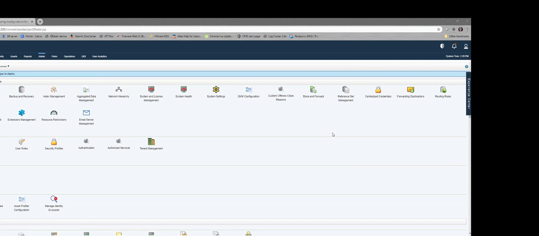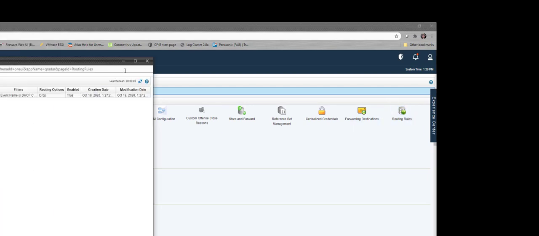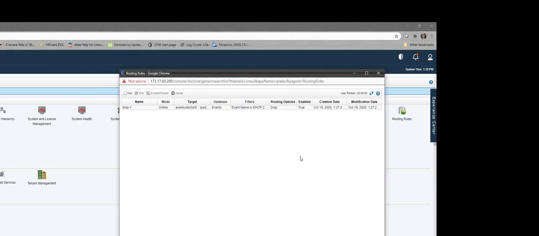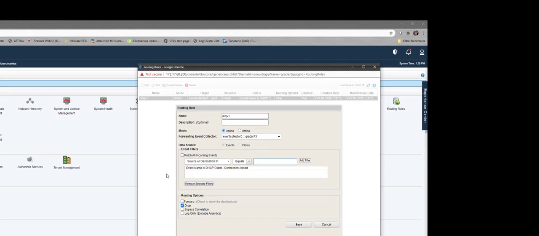Okay, guys, we are in my QRadar admin tab, and I want to draw your attention to the routing rules over here. So I'm going to click into this, and I prepared a routing rule when we were setting up for this. These are things we will drop at the event collector, right? So in this case, I set up a rule, I called it drop one, that I only cared about a specific event name. And I'm going to drop this really specifically at the collector. What this does is it essentially adds it to your license giveback.